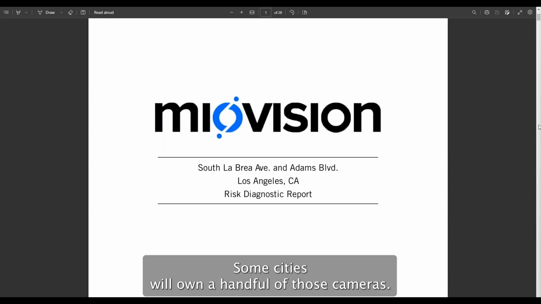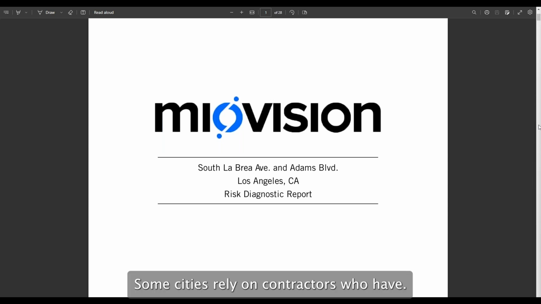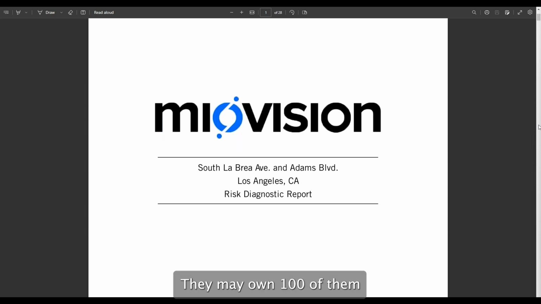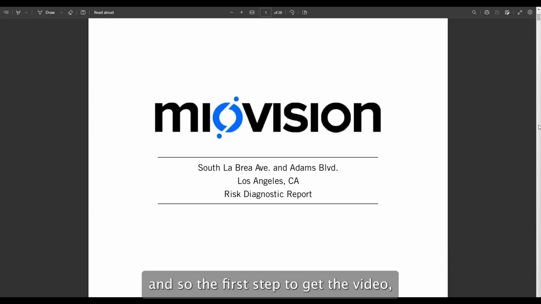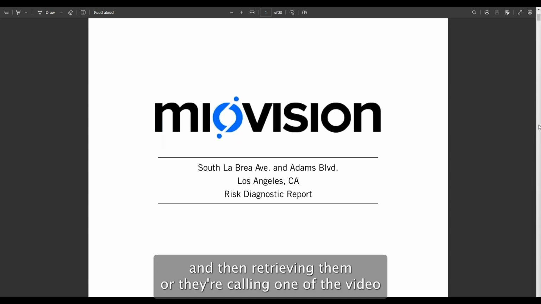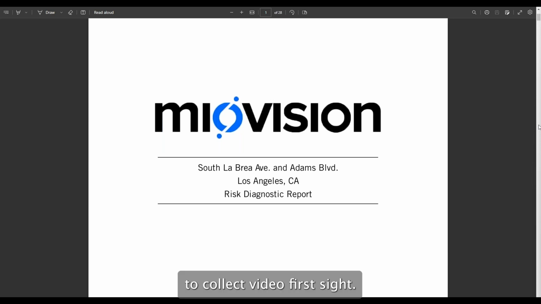Some cities will own a handful of those cameras, 5 or 10 or 20, while some cities rely on contractors, companies that have formed around the Miovision Scout. They may own 100 of them, and they service the municipalities in their region. So the first step to get the video: either that city is putting out the cameras that they own and then retrieving them, or they're calling one of the video collection contractors, if their municipal area has one, to collect video for a site.